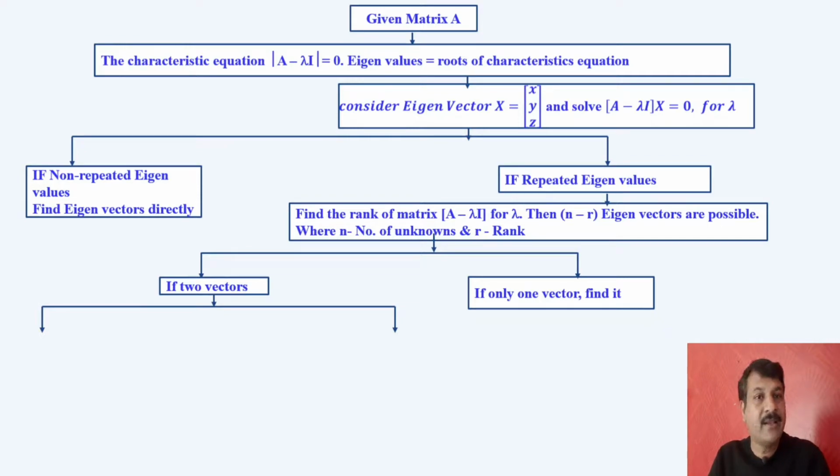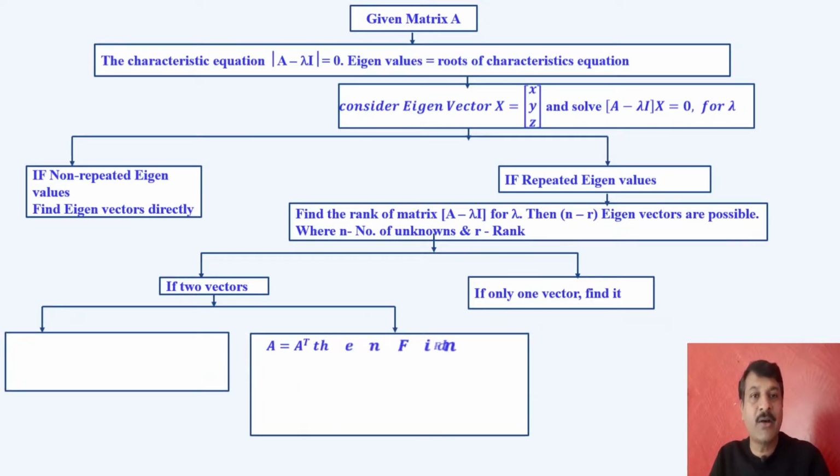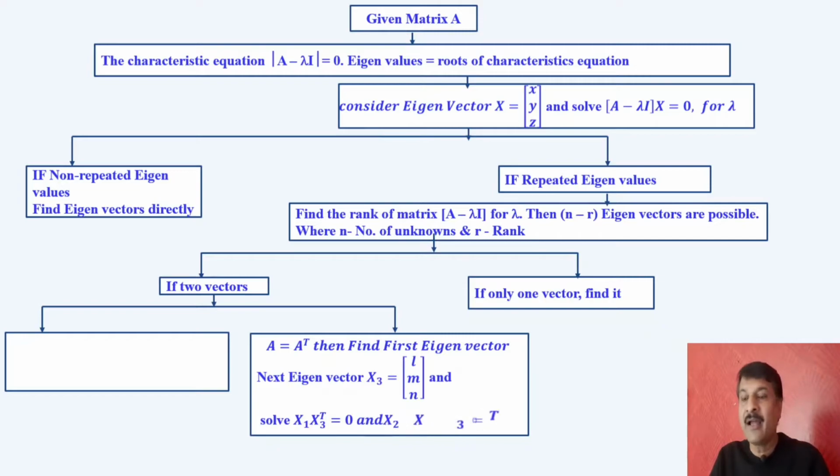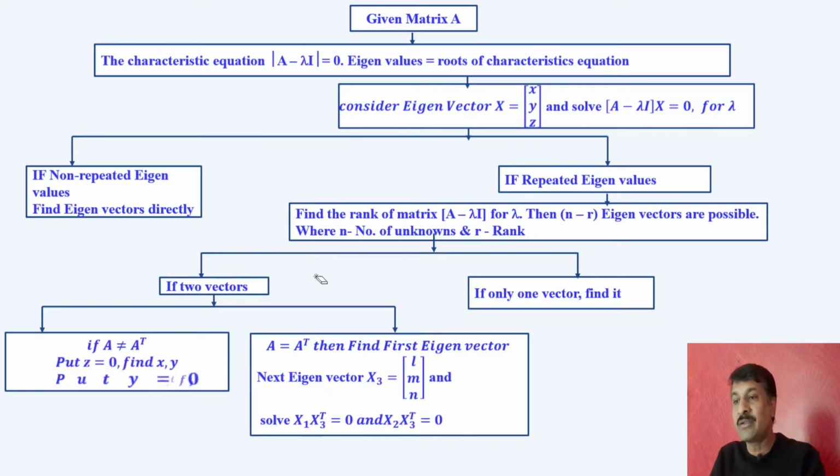If only one, there is no problem, directly find it. But if 2 vectors are possible for repeated eigenvalues, then there we have to check whether the given matrix A is symmetric or unsymmetric. If suppose it is unsymmetric, then definitely there are 2 vectors when it is possible. So see, n is 3. So what should be the rank? The rank should be 1.